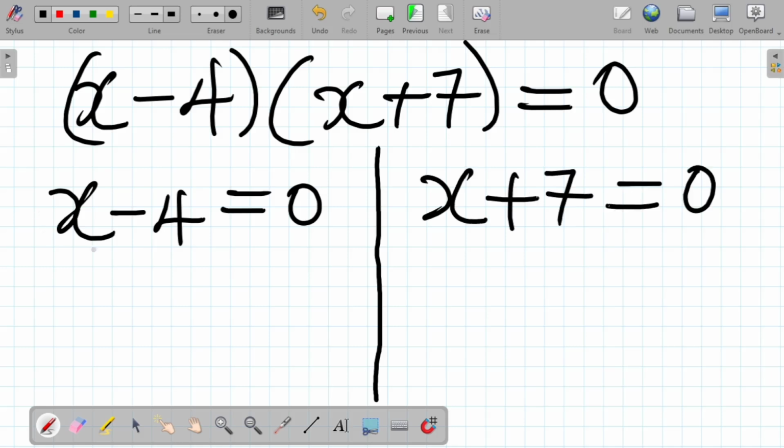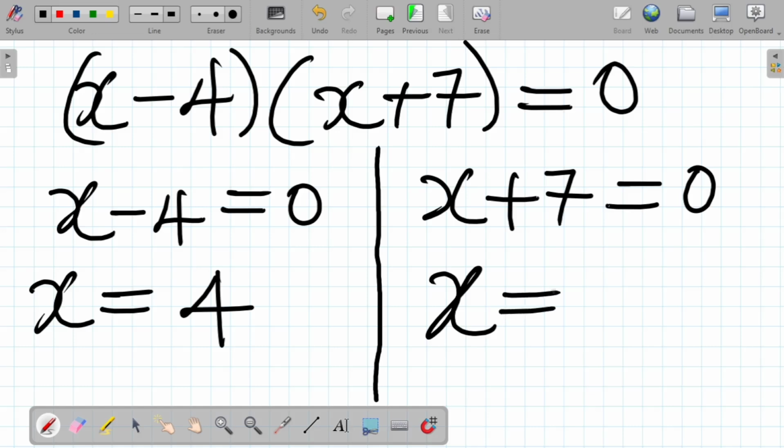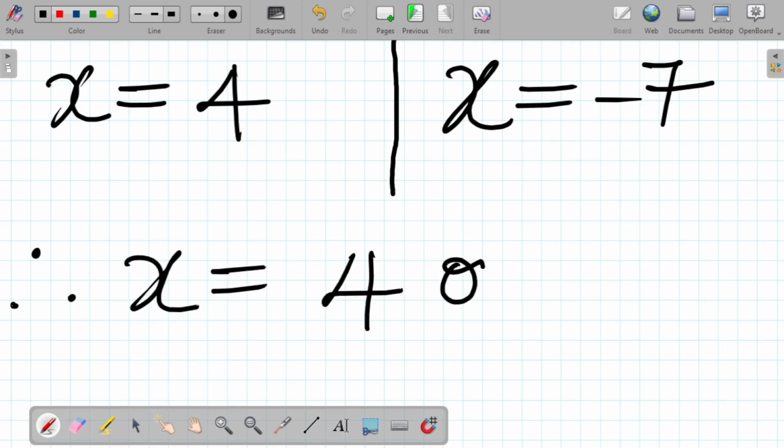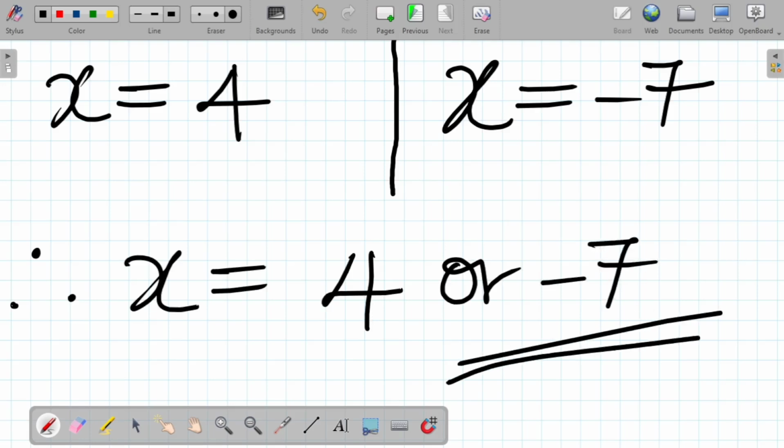Now let's make x the subject of the formula. We have x is equal to, if you move -4 to the right hand side, it becomes +4. And then over here, x is equal to, if you move +7 to the right hand side, it becomes -7. So therefore, x is equal to 4 or -7. So this is our final answer.